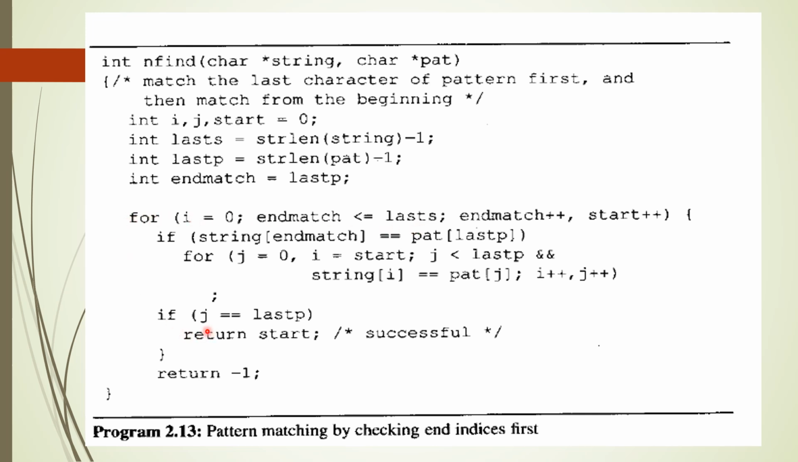By that time you will check whether j is equal to last p. If j is equal to last p, the search is successful, return the position of the pattern in the text. Otherwise you will return a value -1 indicating that the search is unsuccessful.